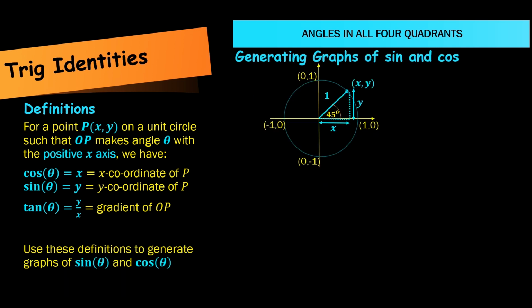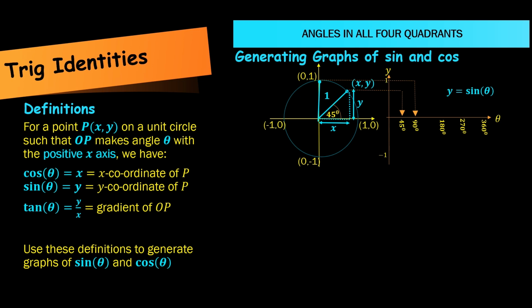We are going to use these definitions of cos, sine and tan to generate graphs of sine theta and cos theta. Let's consider sine theta first. We have the unit circle before us and an angle of 45 degrees, as you can see in the unit circle. This corresponds to the value as denoted here.